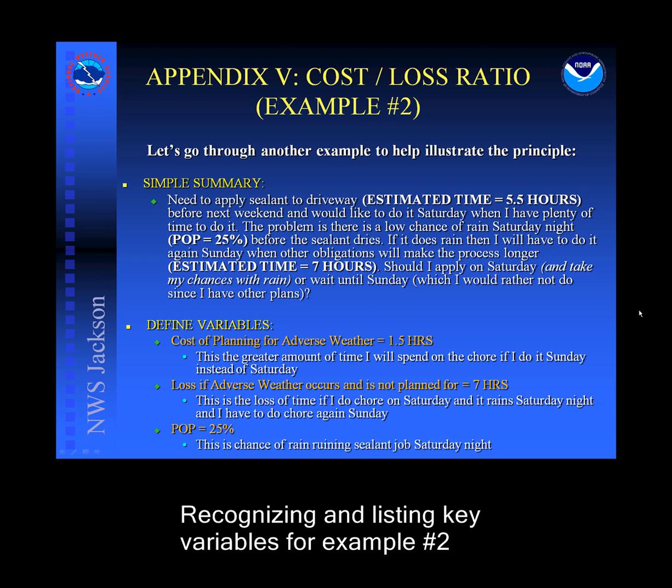Let's define the variables. The cost of planning for adverse weather equals 1.5 hours. This is the greater amount of time I will spend on the chore if I do it Sunday instead of Saturday. The loss if adverse weather occurs and is not planned for is 7 hours. This is a loss of time if I do the chore on Saturday and it rains Saturday night and I have to do the chore again on Sunday. And the POP equals 25%. This is a chance of rain ruining the sealant job Saturday night.